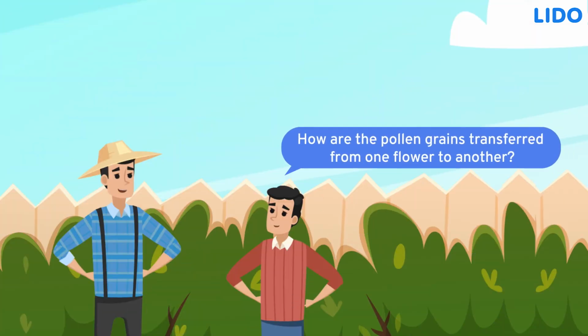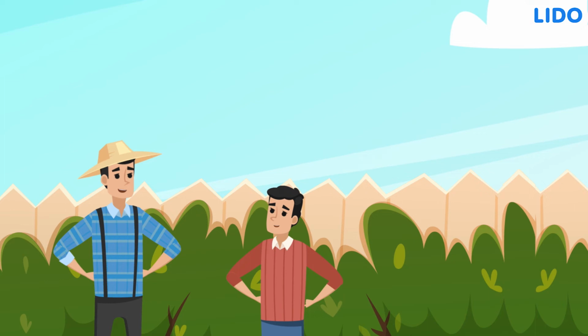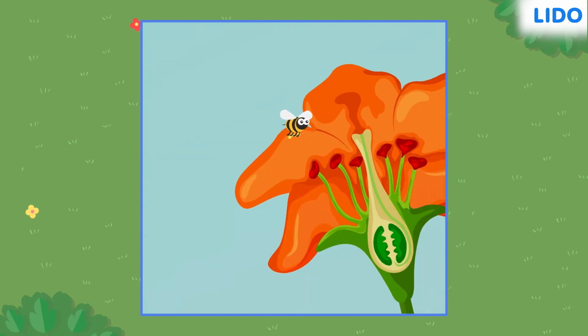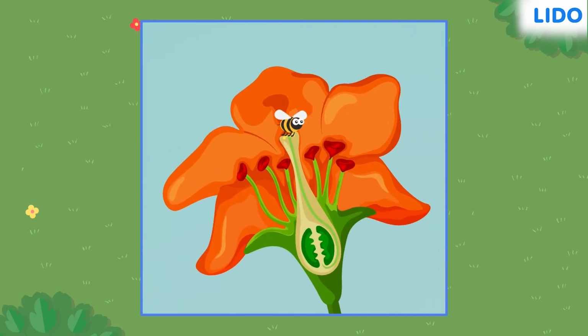How are the pollen grains transferred from one flower to another? Roshan asked. Do they have wings? His father explained that pollens can transfer through different agents like the bee. When a bee collects nectar, pollen grains get attached to the bee. When the bee goes to the next flower, the pollen grains get attached to the stigma.